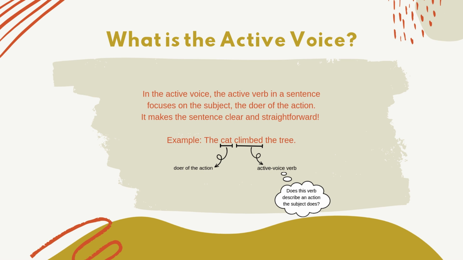Does this verb describe an action that the subject does? Yes, we are talking about the action of climbing. And who does this action? The cat. The cat is the doer of this action. So in the active voice, we are focusing on the cat, on the subject, the doer of the action. Who does the climbing? The cat. The cat climbed the tree.